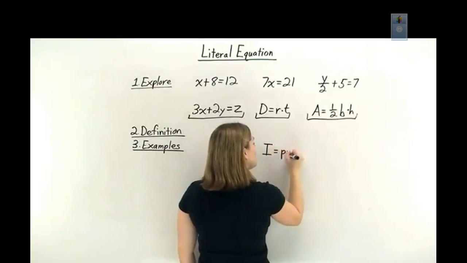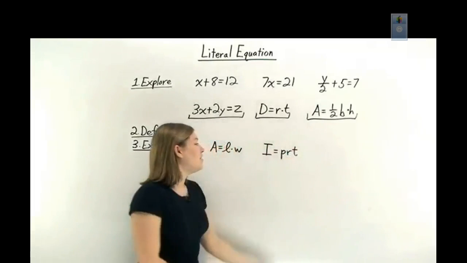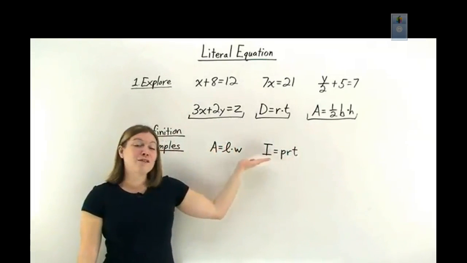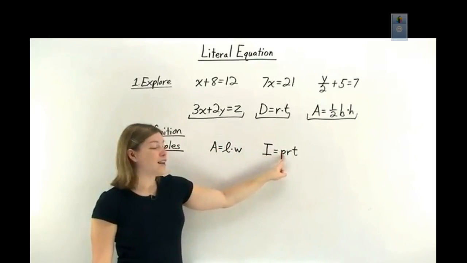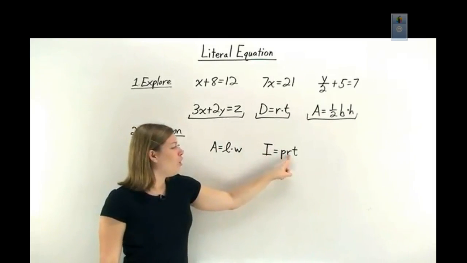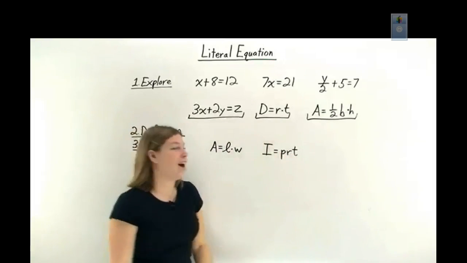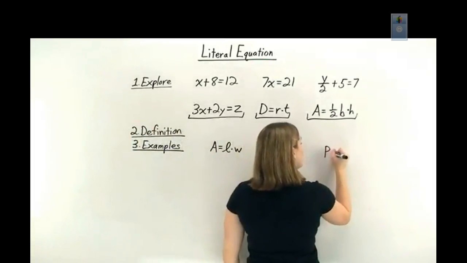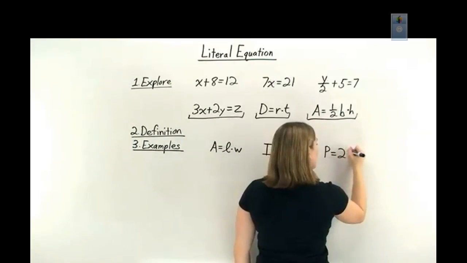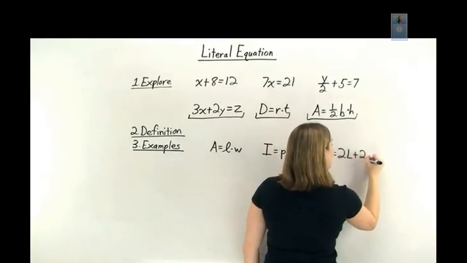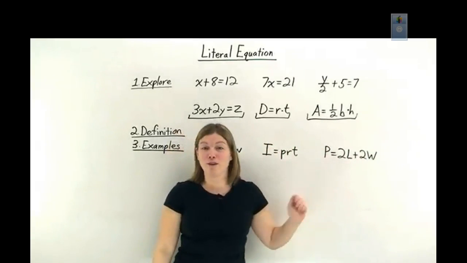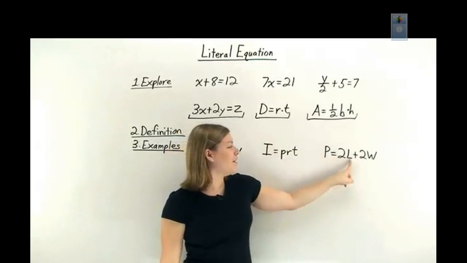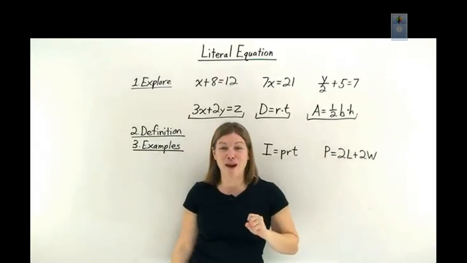Now, we can also have one like this: I equals PRT. This is a literal equation. It's the formula for interest. I is interest, P is the initial amount that we invest, R is the rate, and T is time. Or we could even have a literal equation like this: P equals 2L plus 2W. This is the formula for the perimeter of a rectangle. P is the perimeter, L is the length, and W is the width.